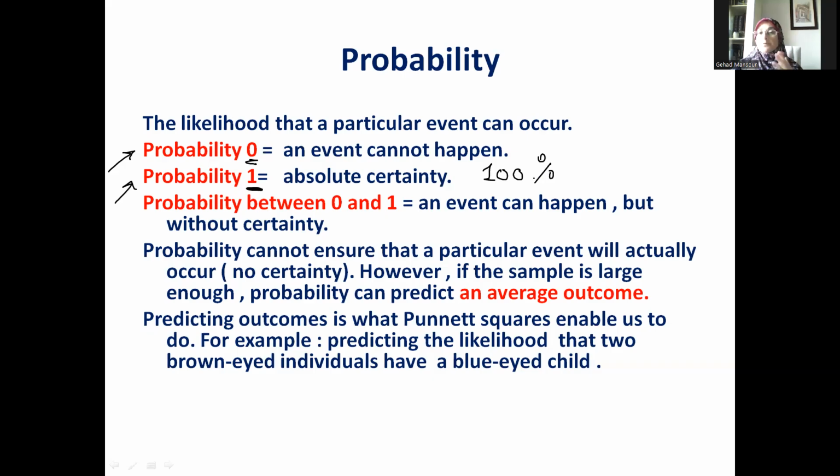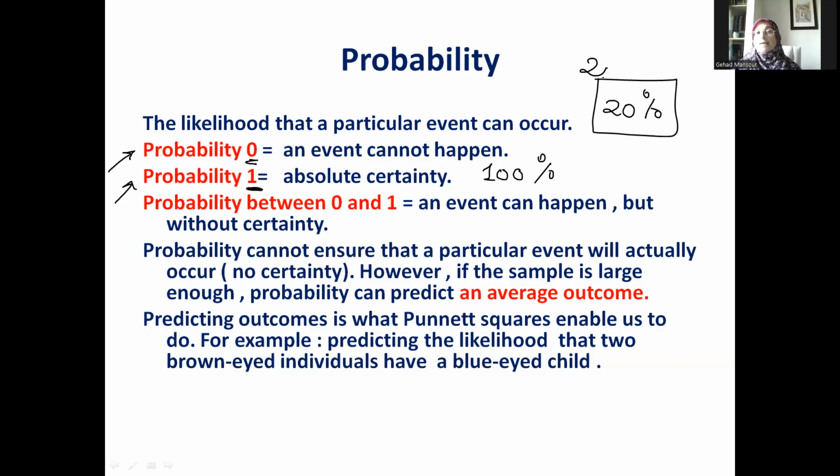So any probability between 0 and 1, for example, when I say probability 0.2, this means 20%. So there is a 20% probability that this event can happen, but it's not certain. Of course, the higher the figure or the percentage of the probability, the more the likelihood that this event will occur.